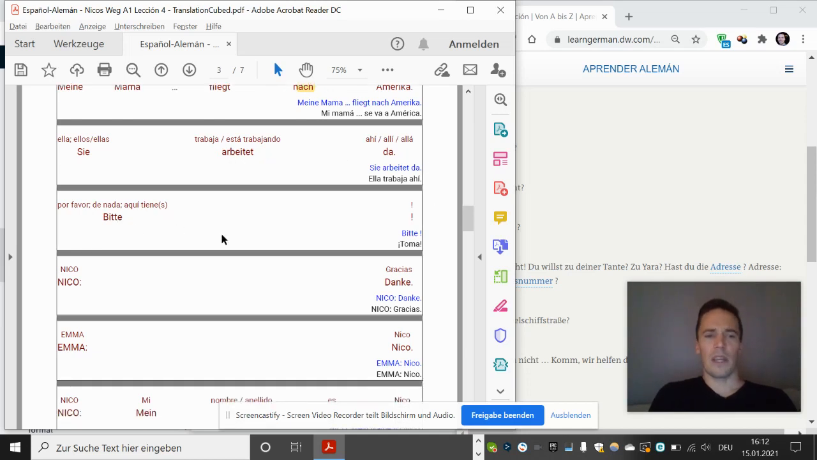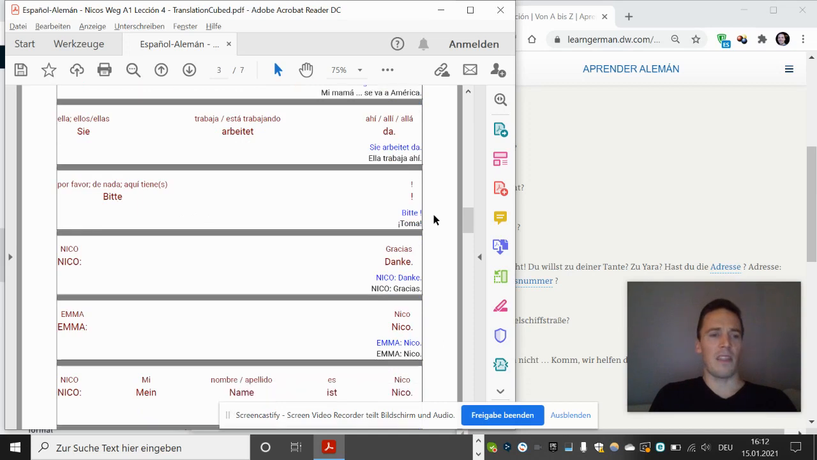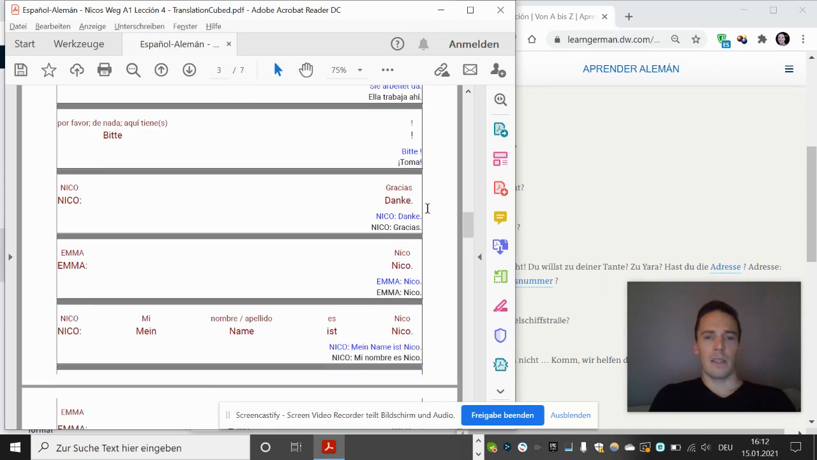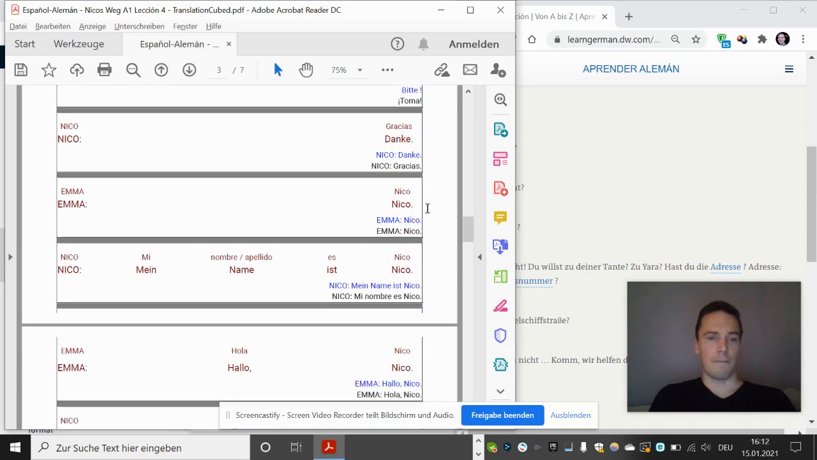Bitte, bitte. ¿Por qué dice bitte? Porque da galletas a Nico y bitte tiene muchos significados. Significa por favor, significa de nada, pero en este caso es aquí tienes o toma, ¿vale? Ella da las galletas a Nico y dice toma, bitte. Y Nico dice danke, danke.